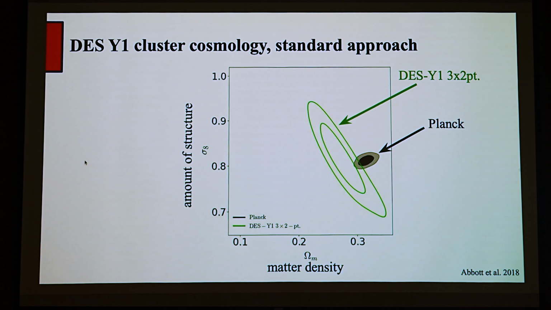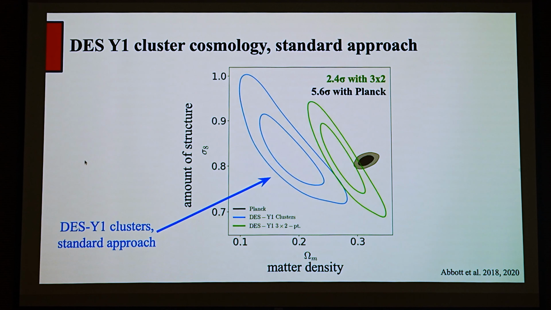This is what you get when you apply a standard approach of cluster cosmology to DES clusters identified from the same exact imaging that produced the green contour. So when this was obtained, people immediately decided that it was completely implausible. You're in 5.6 sigma tension with Planck, and you even have roughly 2.5 sigma tension internal to DES, right? So the exact same imaging data is producing these blue constraints and these green constraints.